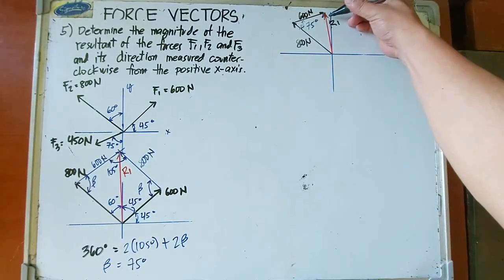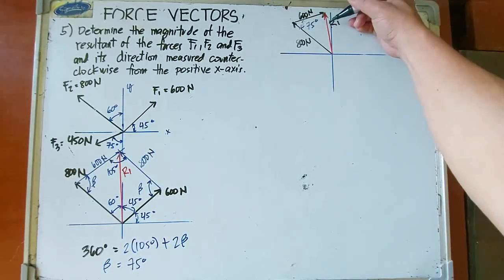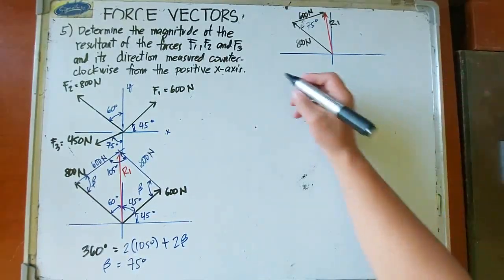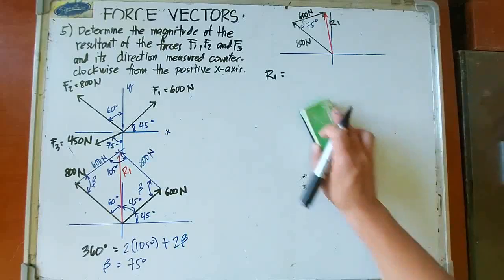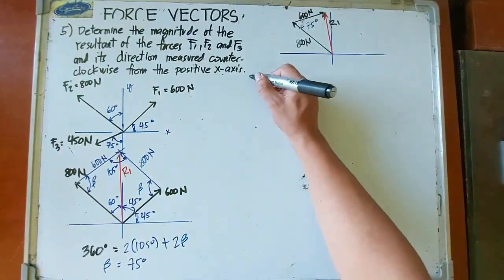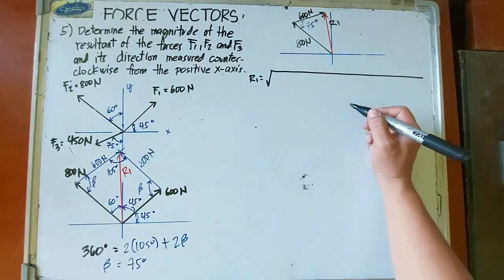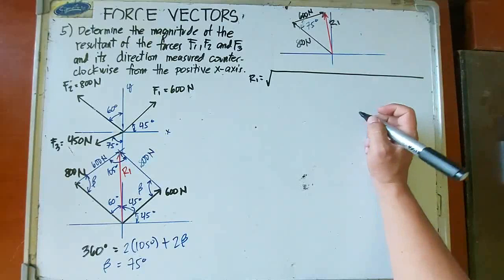So we can solve for the R1, the value of the resultant, using cosine law. So R1 is equal to the square root of, since cosine law, since we are given two sides and the included angle.